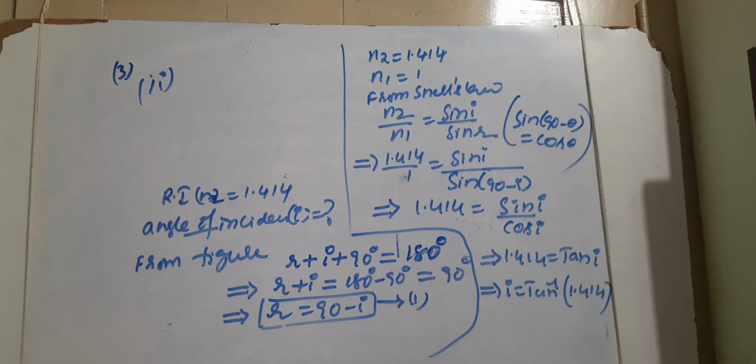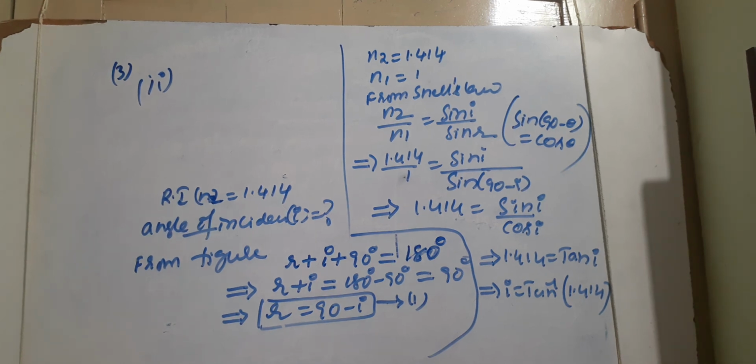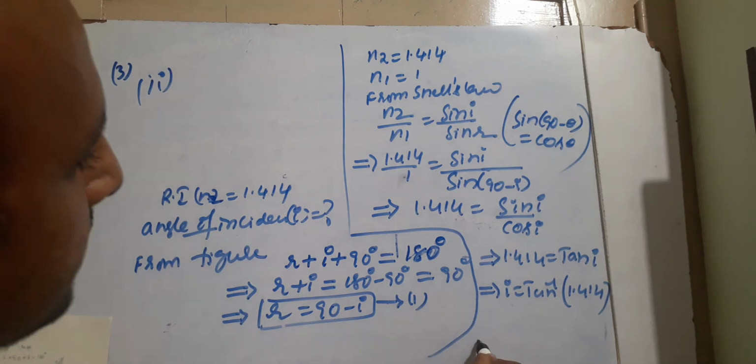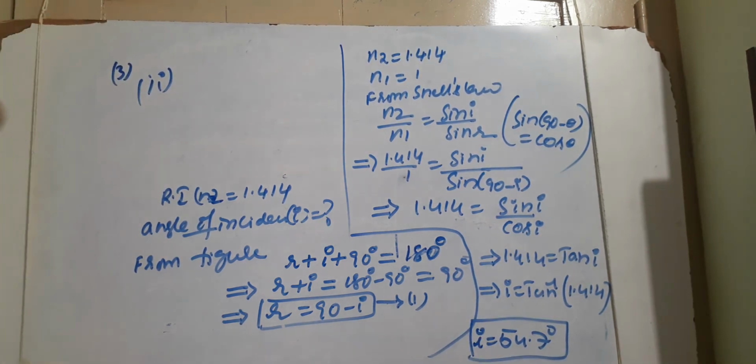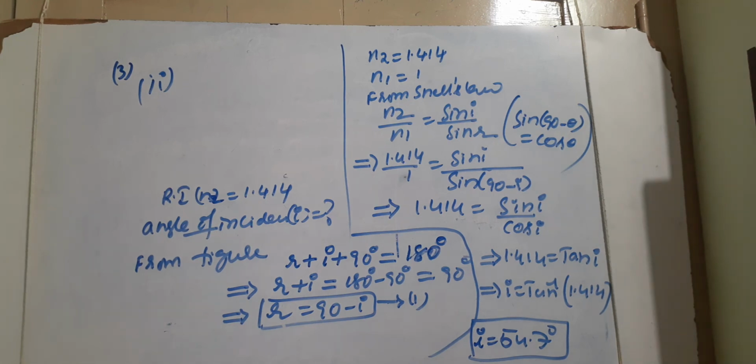From the logarithm books, the inverse function of tan 1.414 is equal to 54.7 degrees. So for this angle of incidence, the angle between the reflected ray and the refracted ray will be 90 degrees. To produce 90 degrees between the reflected ray and the refracted ray, the angle of incidence must be 54.7 degrees, students. You may take that as a screenshot.